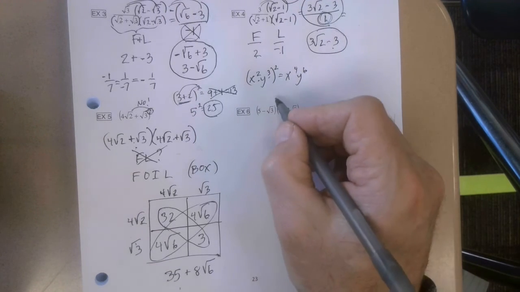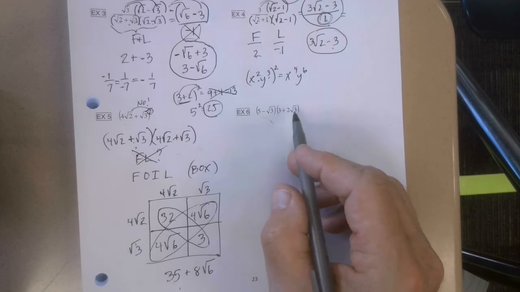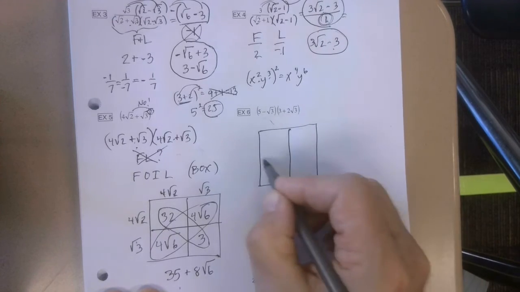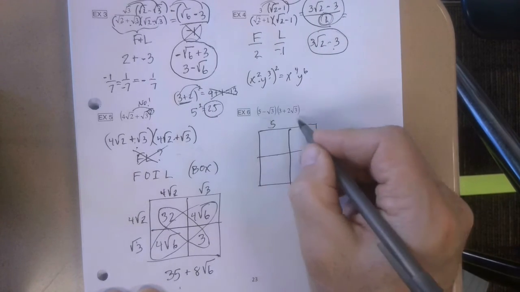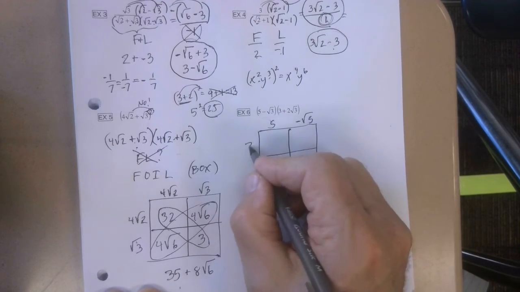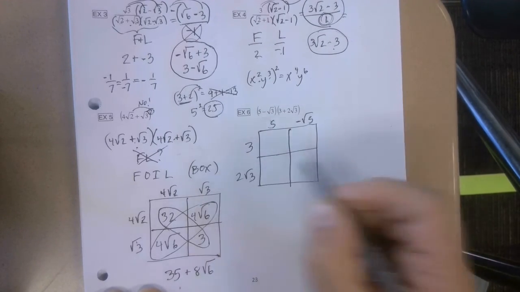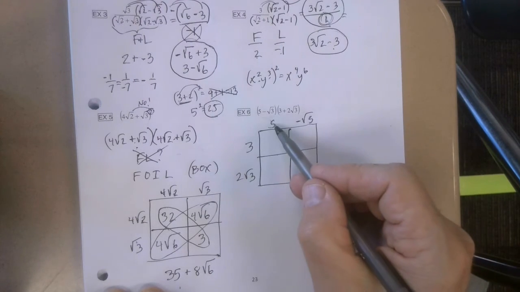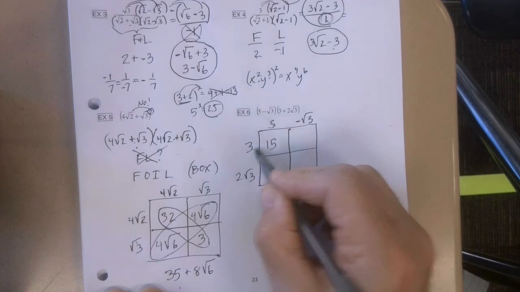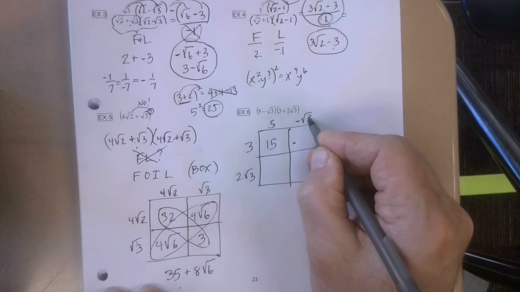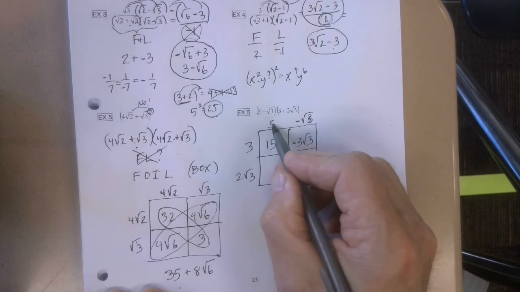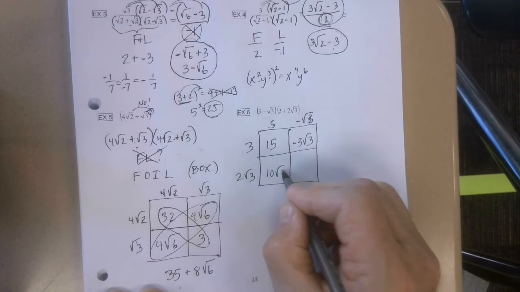Last one. Question, are these conjugates? No, not even close. So I'm going to stick with the old FOIL box because I think it organizes things for us real good. 5 minus square root of 3, and then 3, and then plus 2 square root of 3. And here we go. Keep your oil and water in the front of your mind. 5 times 3 is 15. This times this is negative. That's a 3. 3 square root of 3. Oil and oil, 10 square root of 3.